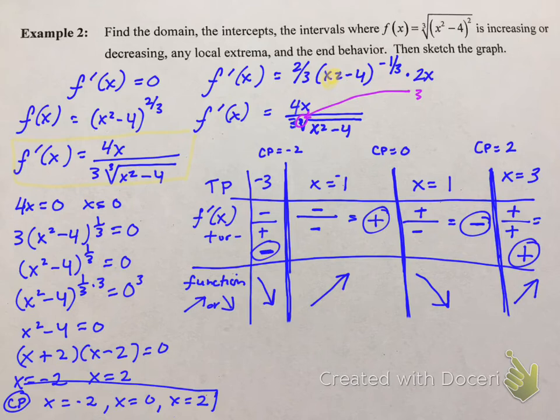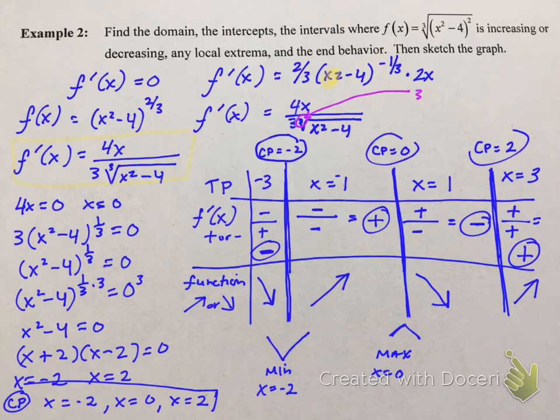So we're going to see this function go down and up, and then down and then up. So right here, at the critical point negative 2, I have a minimum. At the critical point of 0, I have a max. And then at the critical point of 2, I've got a min.